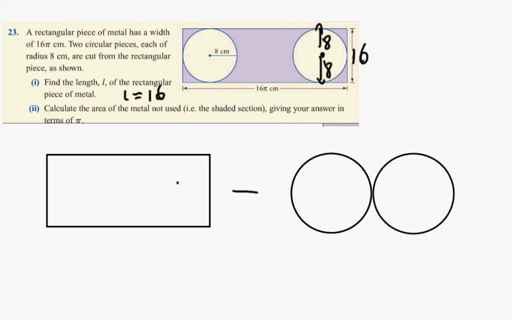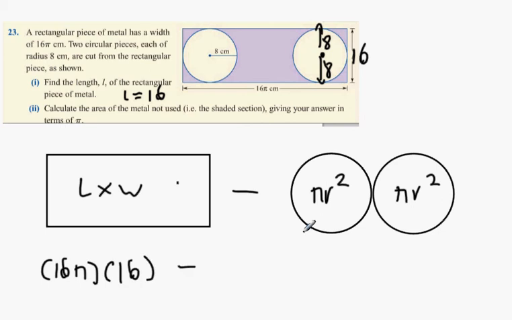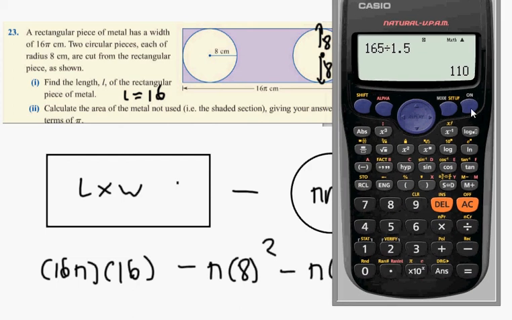Okay, so it's rectangle minus 2 circles. The area of a rectangle is length by width. The area of a circle is pi r squared, and the area of the other circle is pi r squared. So length by width is going to be 16 pi multiplied by 16, minus pi r squared, which is pi times 8 squared, minus another pi times 8 squared. Best just to put it all straight in and write down the answer, okay?